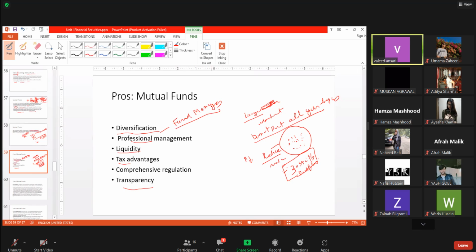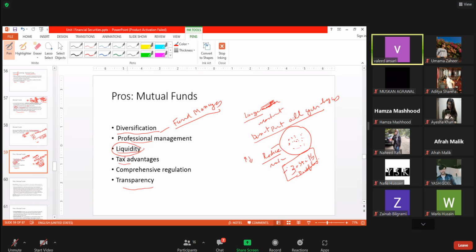Another important thing about mutual funds, and we'll make a distinction between two types, open-ended and closed-ended, later, is that the mutual fund companies are ready to buy back. If you want to sell, you can sell it easily back to them. They are ready to buy it. So it's also liquid in that sense. If one wants to dispose of the investment, the mutual fund companies are ready to buy.